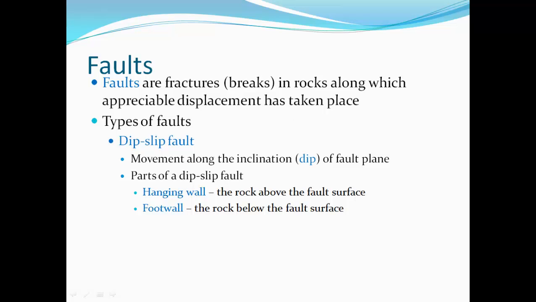Faults. Faults are fractures or breaks in rocks along which displacement has taken place. One side has moved relative to the other side. Types of faults: we have dip-slip faults, with movement along the inclination or dip of a fault plane. Parts of a dip-slip fault are the hanging wall and the foot wall. The rock above the fault surface is the hanging wall. The rock below the fault surface is the foot wall.